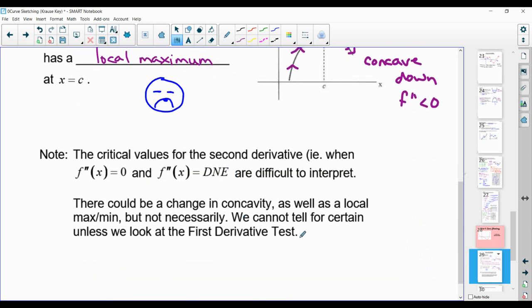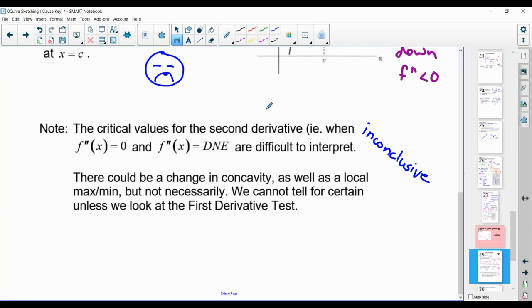Now, some other things to know. The critical values for the second derivative, that is, when the second derivative is equal to 0 or the second derivative does not exist, are sometimes difficult to interpret, or we can describe them as inconclusive. When that happens, we have to go back to the first derivative. If the second derivative equals 0, that means there could be a change in concavity. There could be a local max or min. There could be a point of inflection, but we don't know necessarily. So that's where we have to go back to the first derivative test.